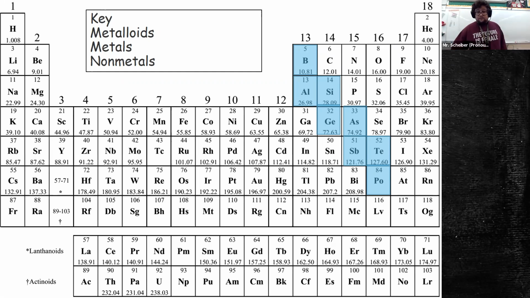The reason we have the staircase, we're going to say that we'll call the metalloids the blue ones. So the metalloids are the blue ones, but the cool thing is that we can tell where the metals and the non-metals are based on our periodic table and this staircase. Anything to the left of the staircase is considered a metal.